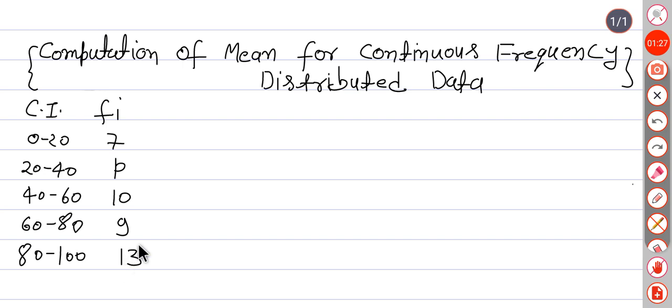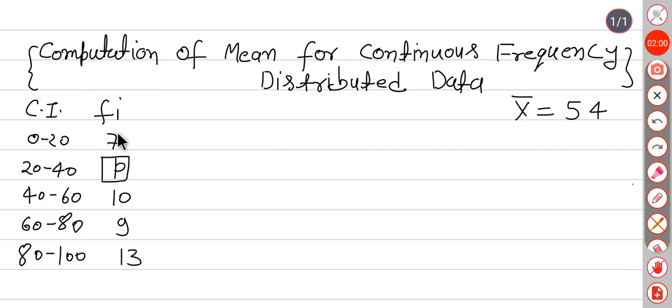Here you can observe that P is given, so we have to find the value of P while the mean is given. The mean is 54. So finally the mean formula will become an equation having the unknown variable P. That means we have to find the value of P. Let us see how we will get that equation.